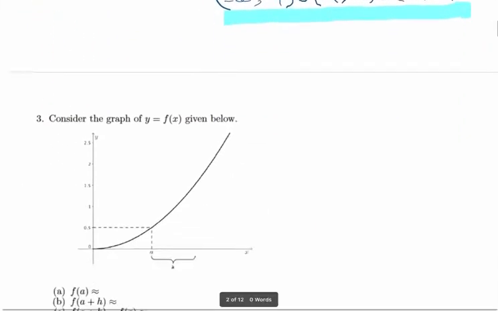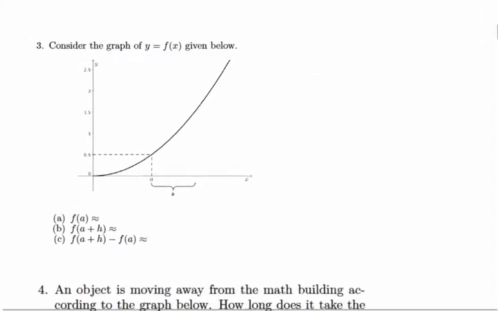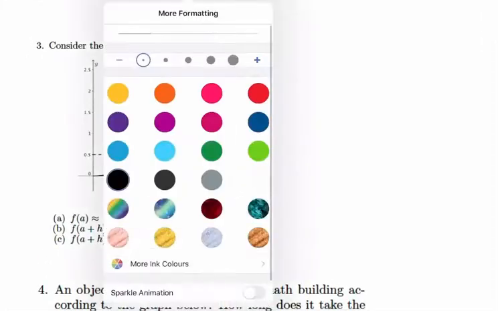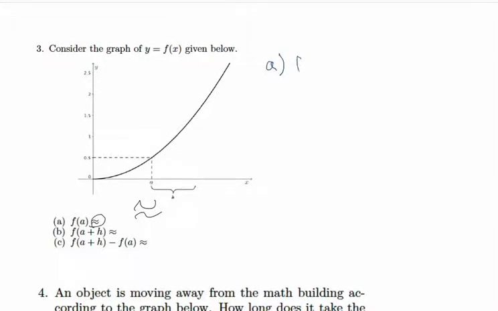So let's look at the next problem. Another function notation problem. So here we have f of a. So here this line right here means we're estimating. So f of a is about 0.5, looking at the graph right here.